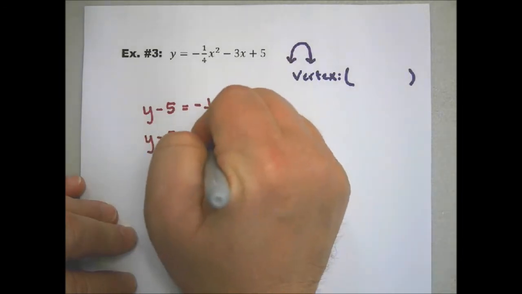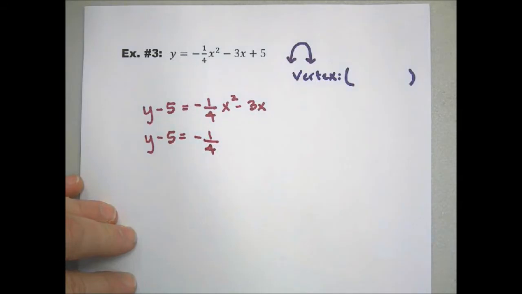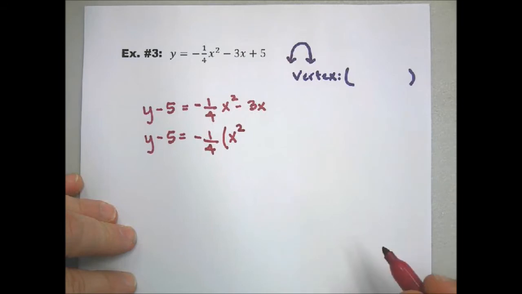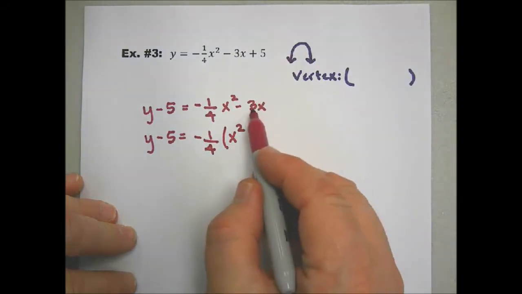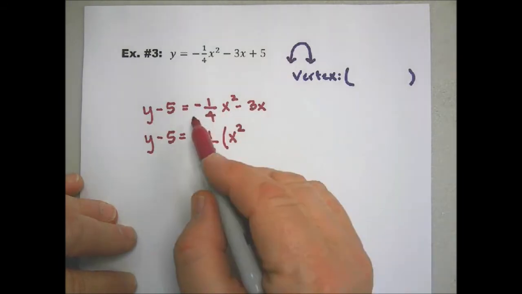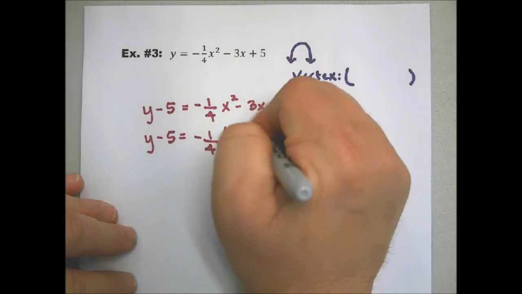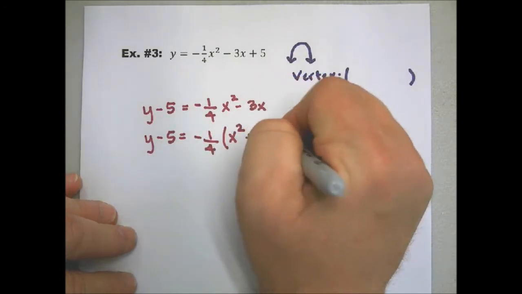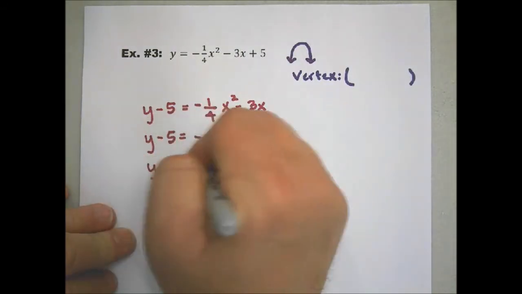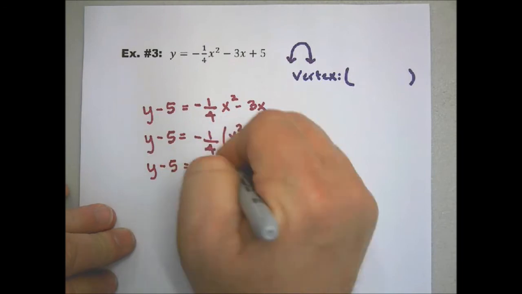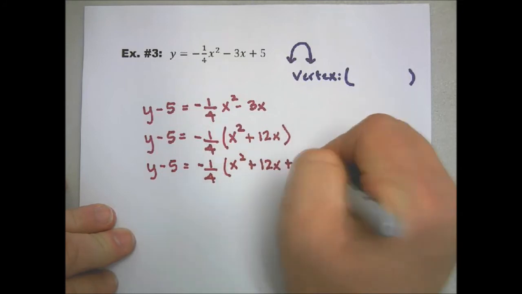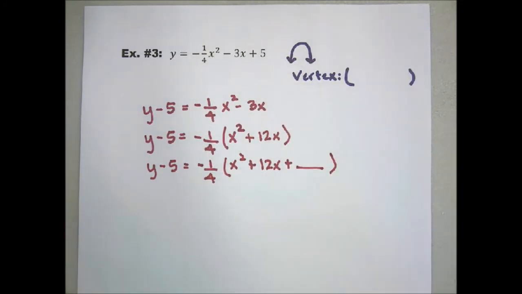So I'm going to factor out a negative 1/4. And what that's going to leave me is x squared, but what's the next term? When I divide negative 3 by negative 1/4, it's the same thing as multiplying negative 3 by negative 4, and that's going to give me plus 12x. Now the next one, y minus 5 equals negative 1/4 x squared plus 12x, and then we've got that missing number. We're going to complete the square.